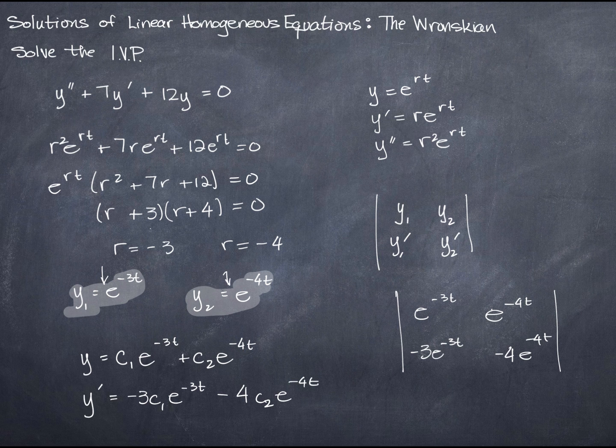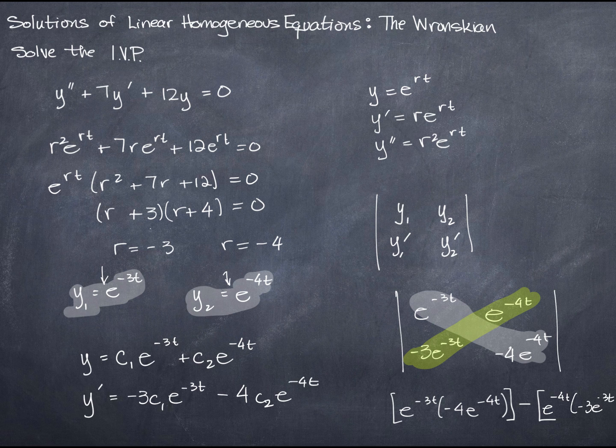And that determinant is the product of these two entries in my matrix. So I'll have e to the negative 3t times negative 4 e to the negative 4t. And from that, I'm going to subtract the product of these two entries. So I'll have e to the negative 4t times negative 3 e to the negative 3t. Simplifying, this gives me negative 4 times e to the negative 3t times e to the negative 4t, which is e to the negative 7t, adding my exponents, minus negative 3 times, so plus 3 times e to the negative 4t times e to the negative 3t, which is e to the negative 7t. And that is negative e to the negative 7t.